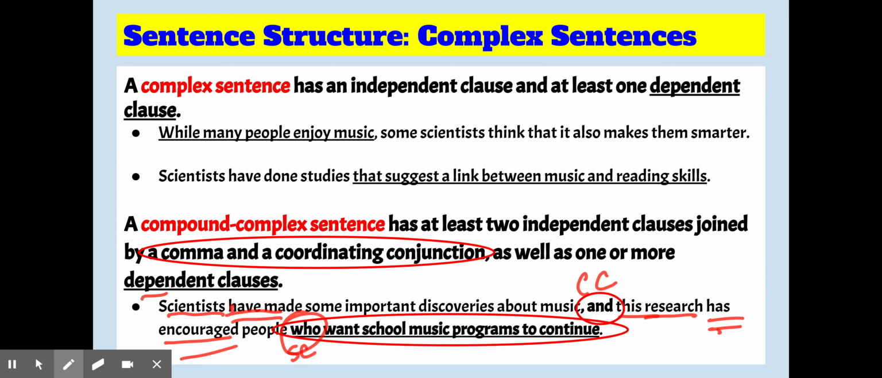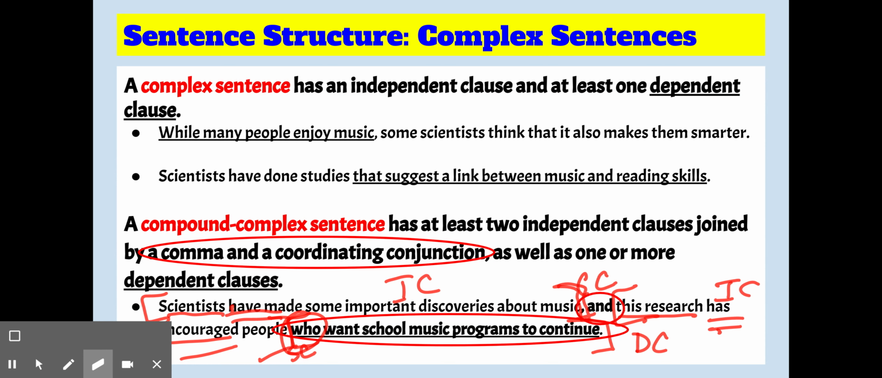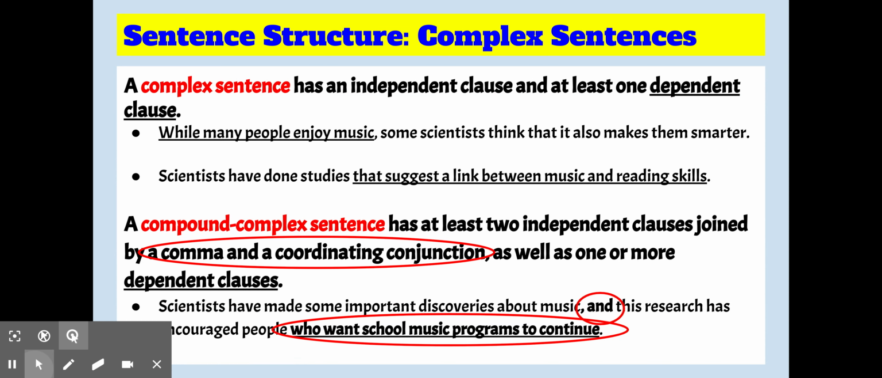So I have one independent clause, just got to get that comma in there, and then I have another independent clause. And then I have my dependent clause. Okay, now we're going to keep practicing. Don't freak out. All this is just overviews. Okay, so we're going to go look at the chart that I have on the next page, maybe.